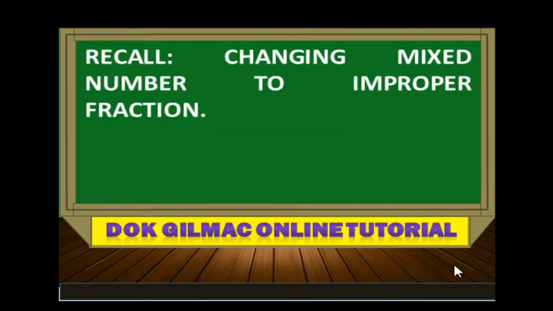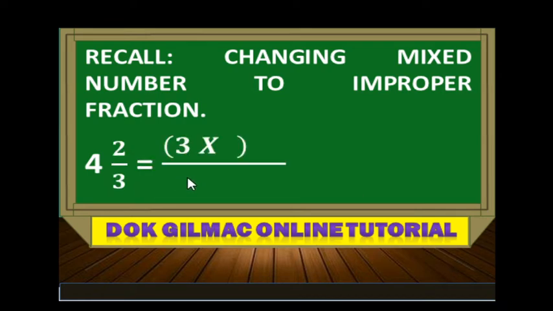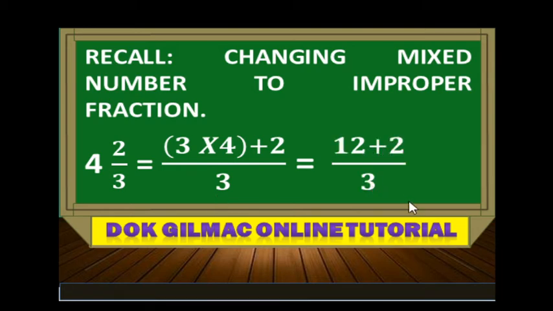Let's recall changing a mixed number to an improper fraction. 4 and 2/3 is just equal to 3 times 4 plus 2 all over 3, or that is 12 plus 2 all over 3, or simply equal to 14/3.